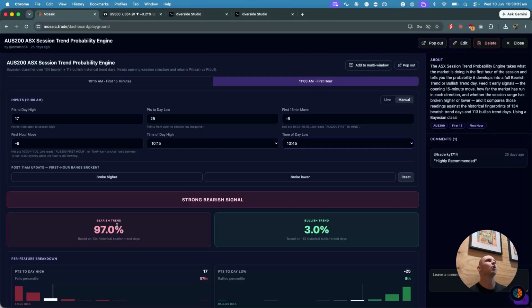Again, this is just how I'm personally, as a trader, looking at days that I want to take advantage of, those big trend days. If you're a scalper, you can probably throw this model out the window, but yeah, I find it very, very useful.